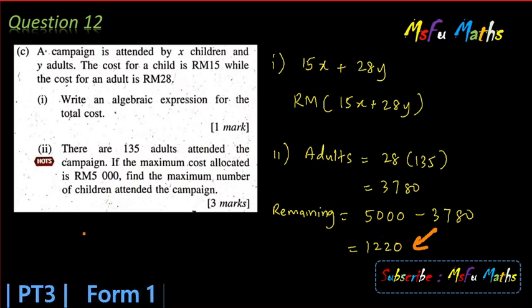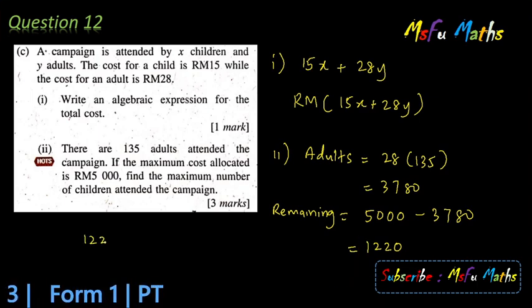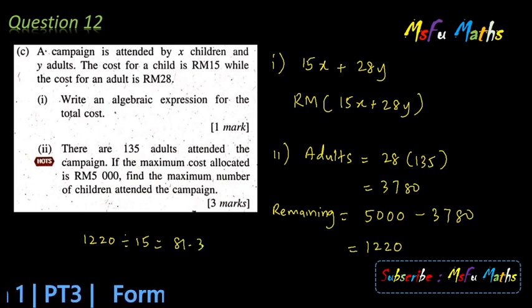Okay, so how to get that? All right, so in primary school, right, what do you do? You take this amount, you divide by the cost of a child. So you divide 1,220, you divide this by 15. What do you get? 1,220 divided by 15, you get 81.33. Okay, but you don't leave your answer like this lah.